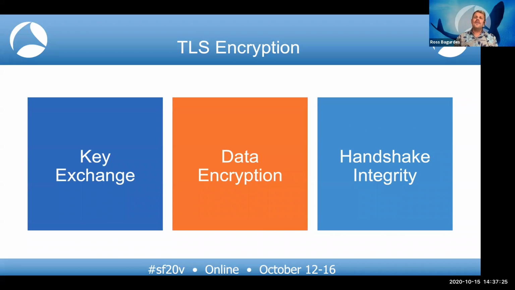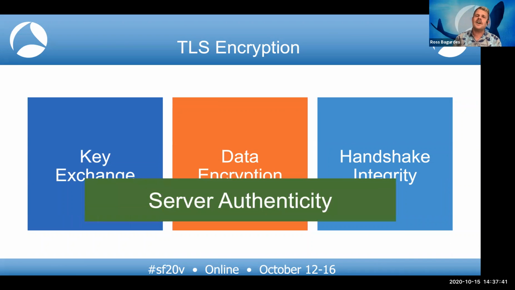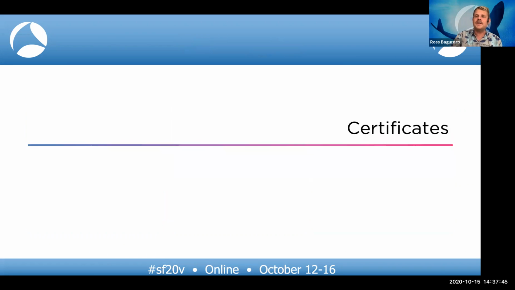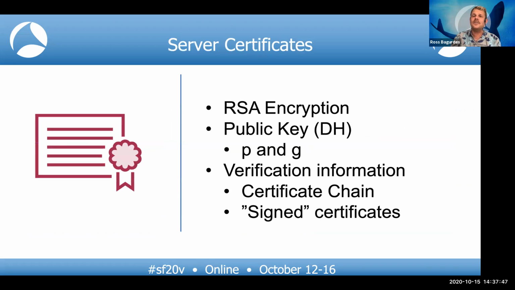And so far, I've only talked about the certificate being used in this process once, really. That's when we talked about Diffie-Hellman using the P and G values. So we still have this other component here, and that's server authenticity. We're going to use that certificate to validate that the server is who it says it is. The server certificate can be used for RSA encryption. That's public key encrypts, private key decrypts. We're not using that.